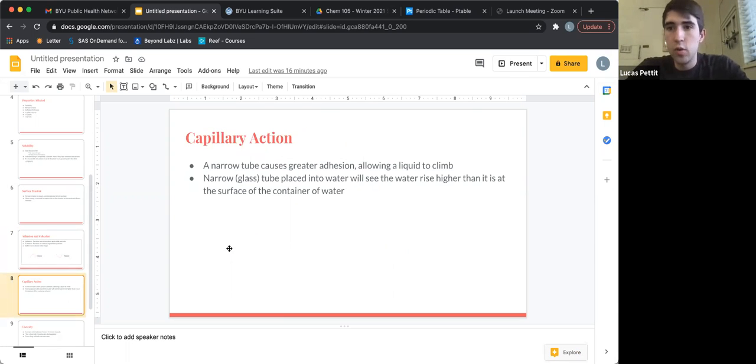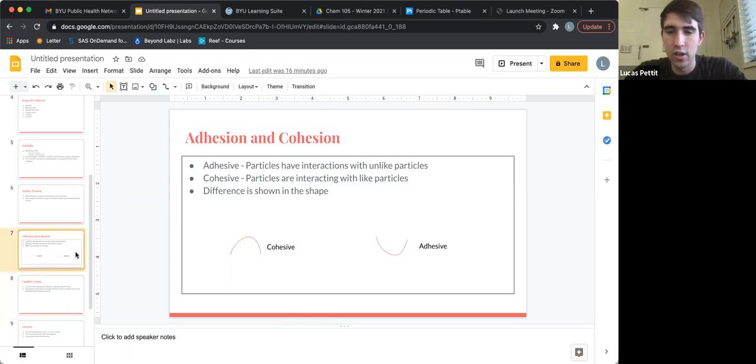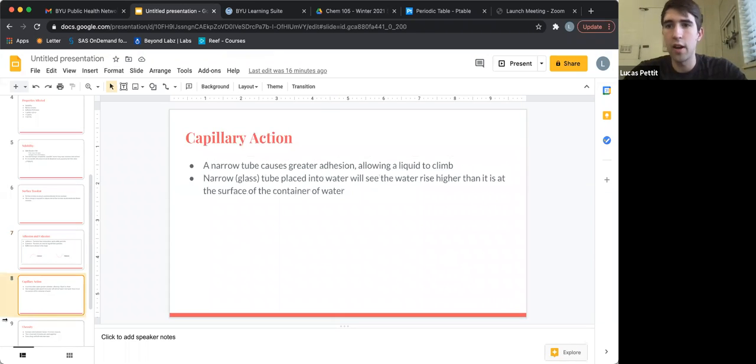Capillary action has to do with that same idea of adhesion and cohesion. So it kind of makes sense that I must have struggled understanding adhesion and cohesion in class. It makes sense why I didn't quite catch what capillary action meant very quickly. So capillary action has to do with what I was talking about with those glass tubes.